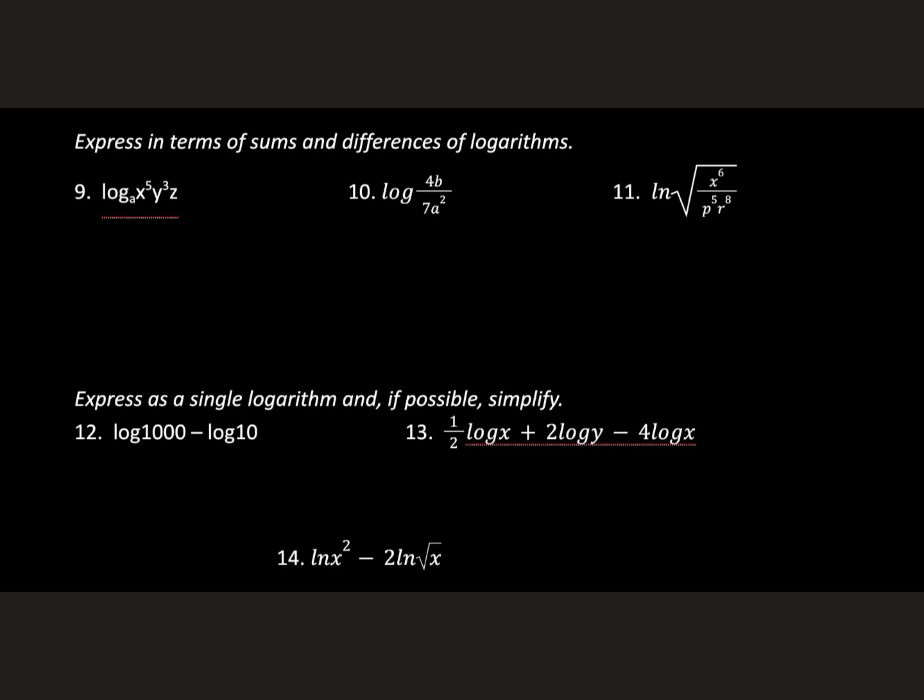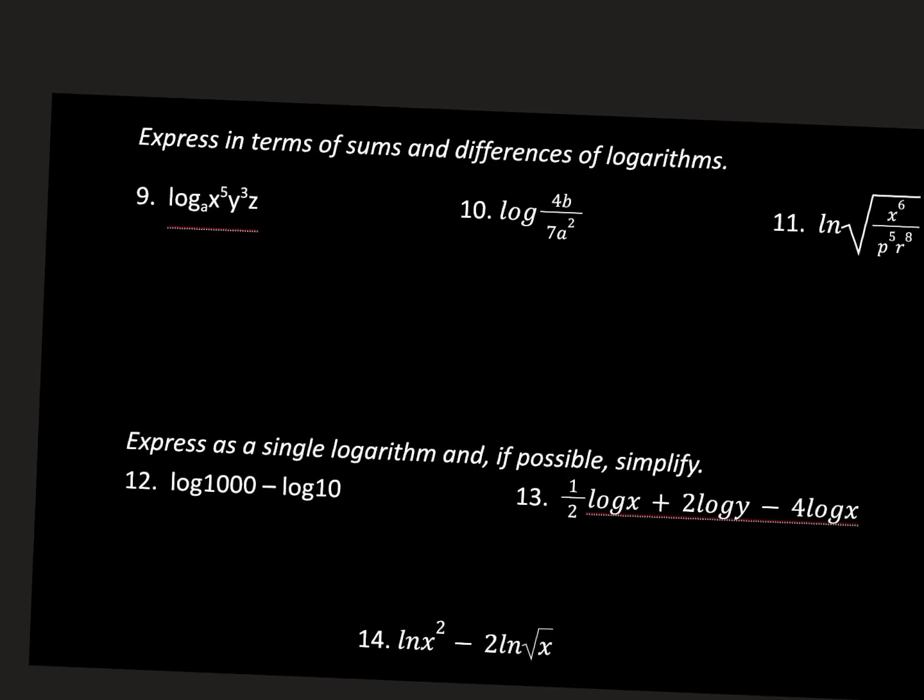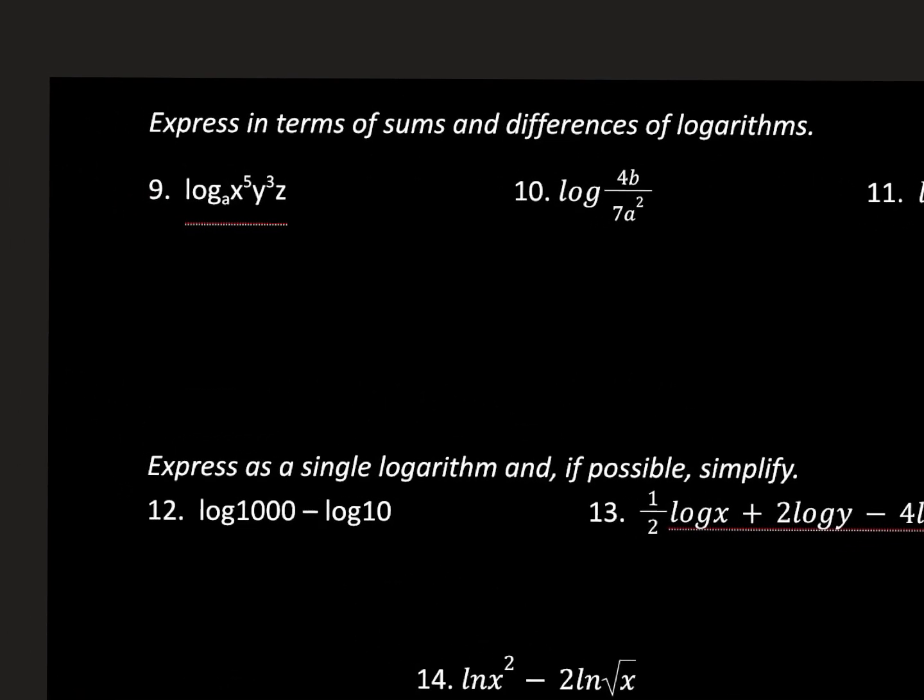Number 9. 10 and 11 also express in terms of sums and differences. So we're going to break this up as big as we can. First of all, number 9 is all multiplication. So I'm going to break that up with addition. That's an A. I just put a 3 for some reason. Break it up: log base A x to the 5th plus log base A y cubed plus log base A z.